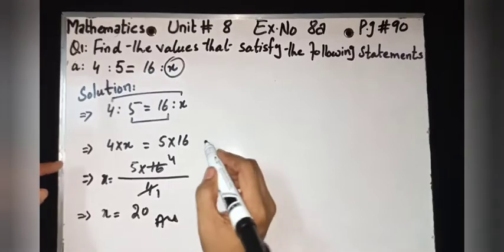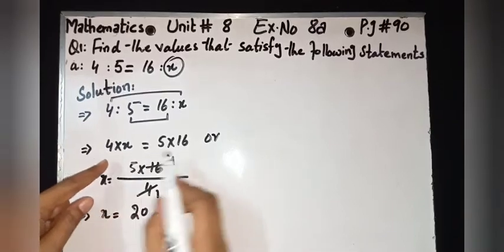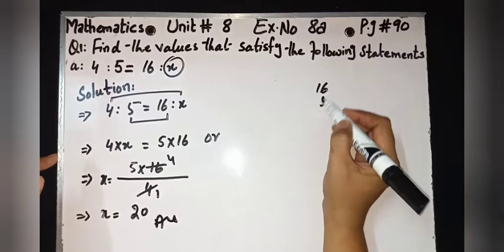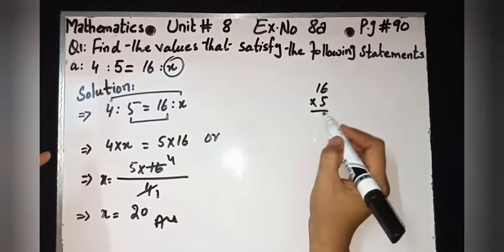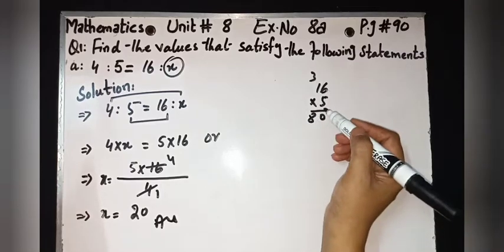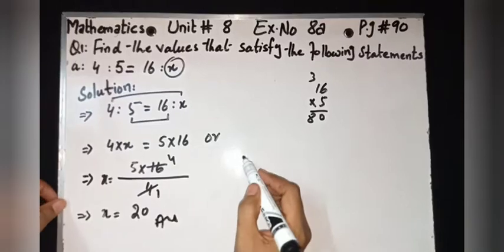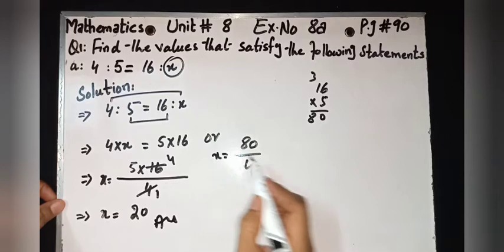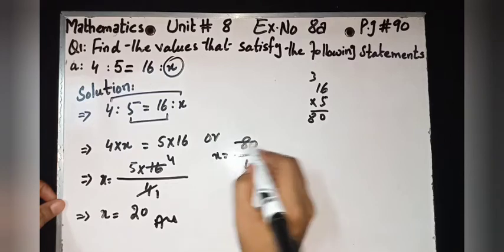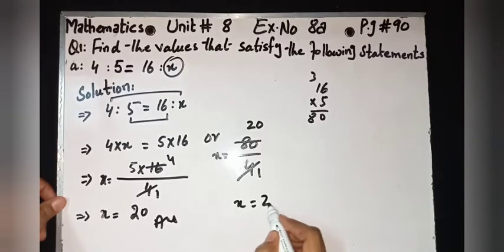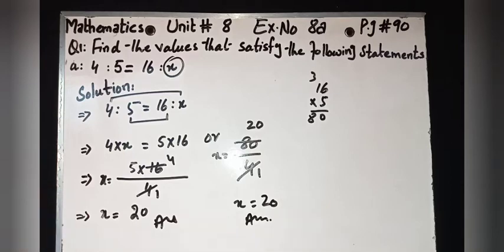Now second method, or it's up to you, apply any one. 16 multiplied by 5. 16 5s are 80. So 80 upon 4. Then reduce it. 4 1s are 4, 4 2s are 8, 0 as it is goes up. So x equal to 20. Both are correct. It's up to you, apply any one method.